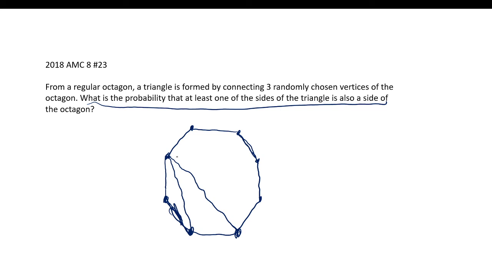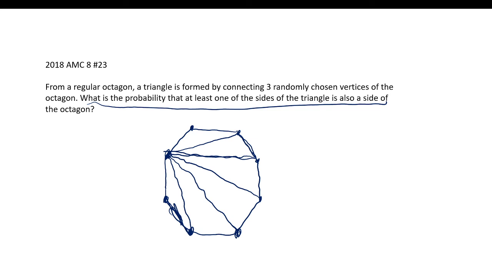We can draw a segment from here to this vertex, and it also results in the shorter side of the triangle being the same side, sharing a side of the octagon. We can have another one over here, and we can have one over here.